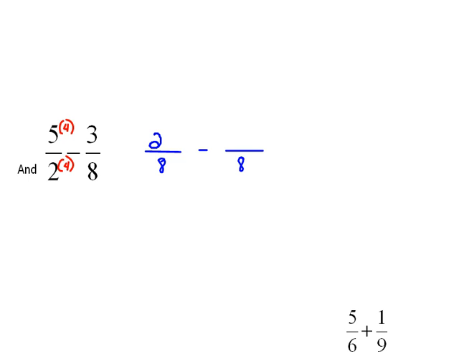5 times 4 would be 20, minus 3/8. Well, 3/8 is already over that common denominator, so we really don't have to do anything to it. But now that we have a common denominator, we can work with the numerators. So that would be 20 minus 3 all over 8, which simplifies into 17 over 8.